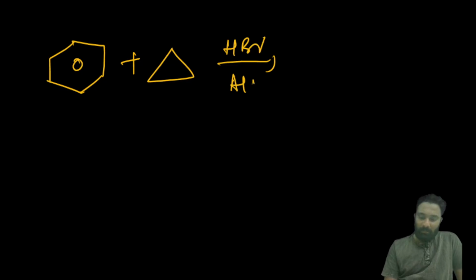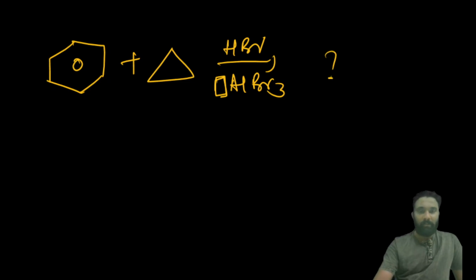Right. Okay, fine. Suppose here there is benzene and cyclopropane. If cyclopropane is given in the presence of HBr and AlBr3 Lewis acid, then what is the product name?